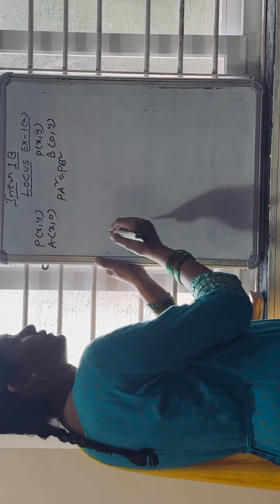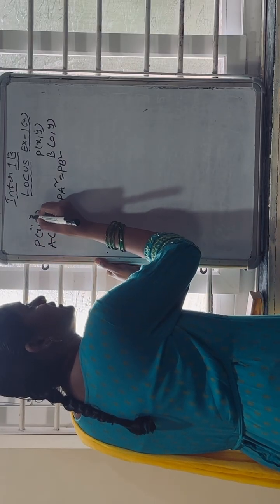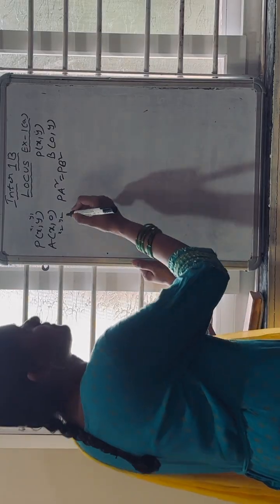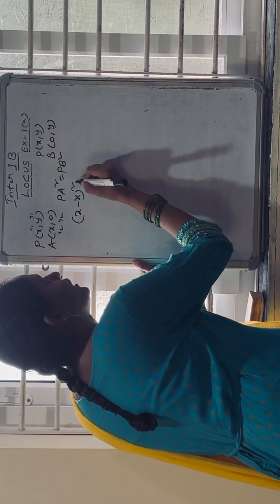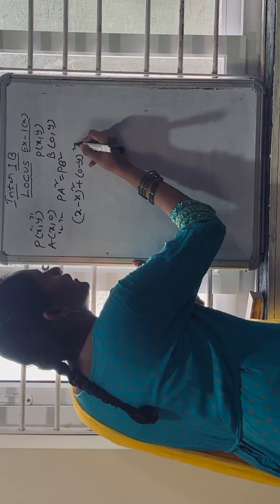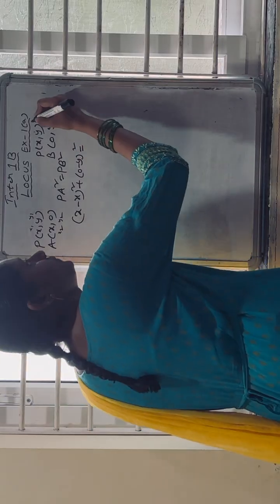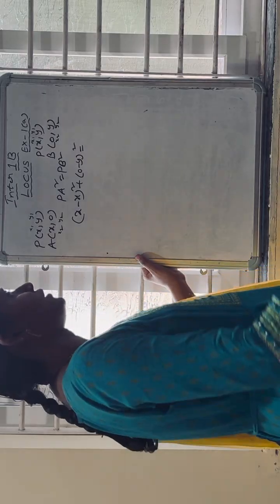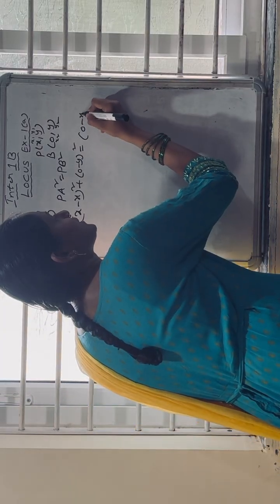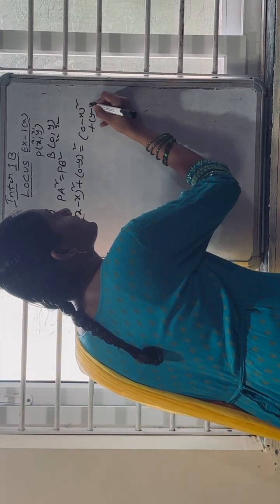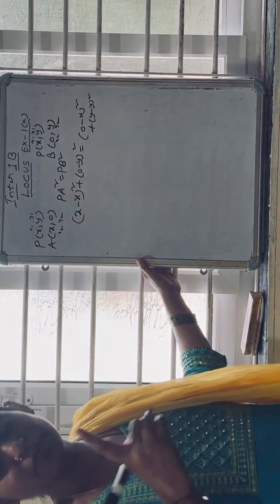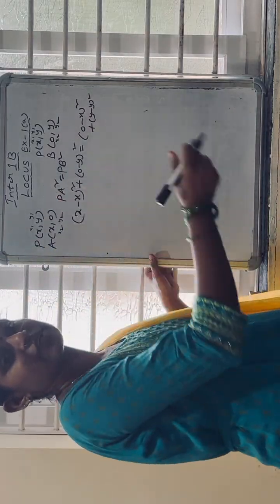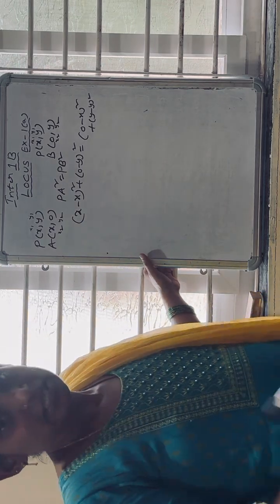Now PA square: this is x1, this is y1, this is x2, this is y2 for PA. So x2 minus x1 whole square: x minus x whole square plus 0 minus y whole square. This side also: this is x1, this is y1, this is x2, this is y2. Here also x2 minus x1 whole square plus y2 minus y1 whole square. Don't confuse about the distance root being there. Here I did square on both sides and the square root will cancel, so no need to write the square root.